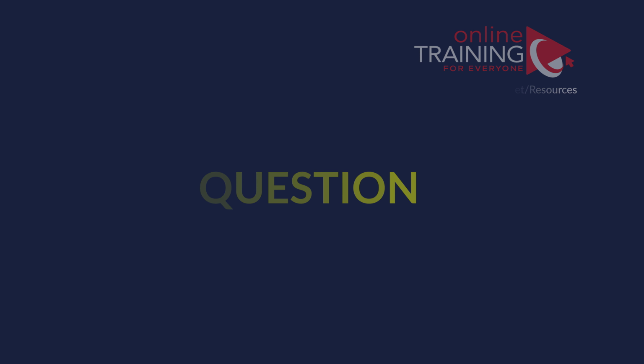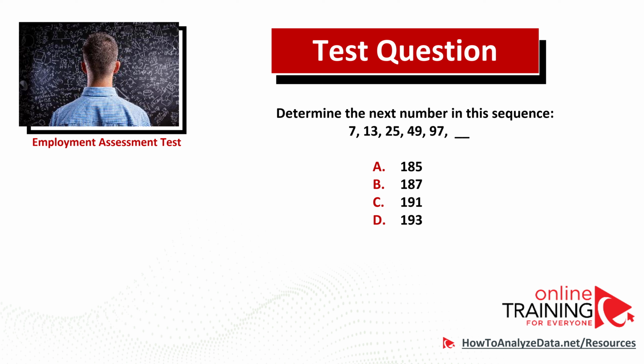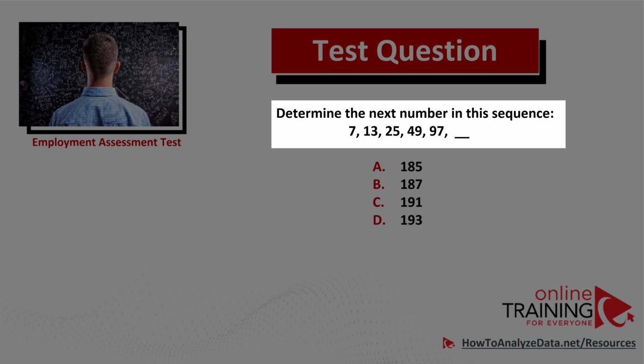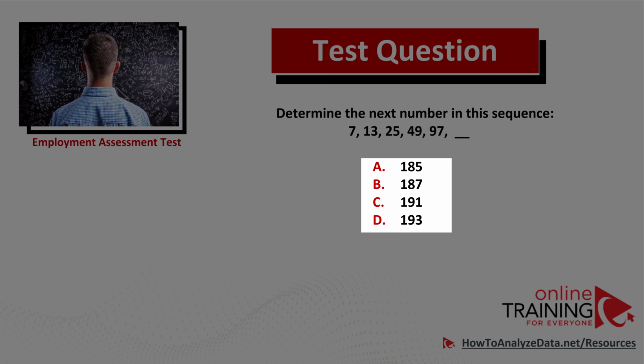Pattern questions are typically the trickiest in the tests. They typically require you to develop a formula to understand the next number in the sequence. We are looking at exactly this type of question. Determine the next number in this sequence. You have a sequence of 5 numbers and you need to determine number 6 in the sequence. Let's look at them: 7, 13, 25, 49, 97, and then you need to determine number 6 out of 4 possible choices. Choice A, 185, choice B, 187, choice C, 191, and choice D, 193.